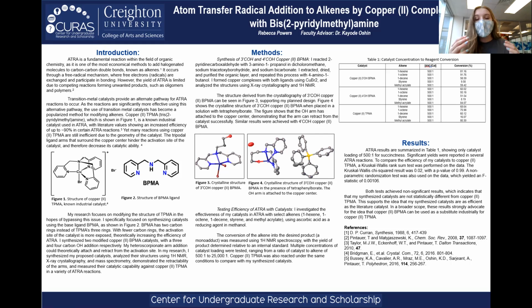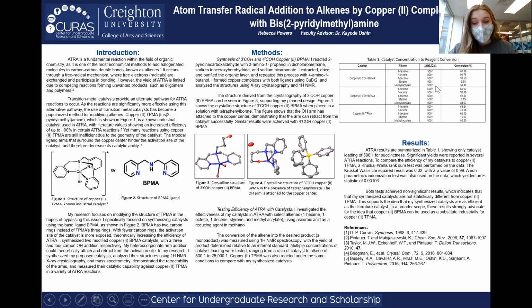And so I took my two catalysts that I synthesized. Remember, there's the 3-carbon arm and the 4-carbon arm. I took these two catalysts and I also took TPMA and we ran a whole bunch of reactions with them to see how efficient each of the reactions were, whether they had TPMA, the 3-carbon BPMA, or the 4-carbon BPMA. And if you refer to table 1, I ran a whole bunch of atom transfer radical additions using different alkenes, including 1-hexene, 1-octene, 1-decene, styrene, and methyl acrylate.